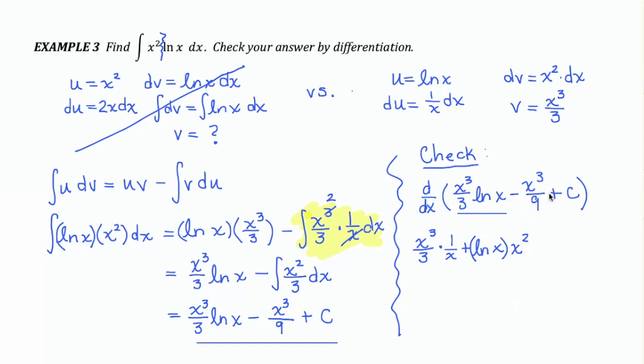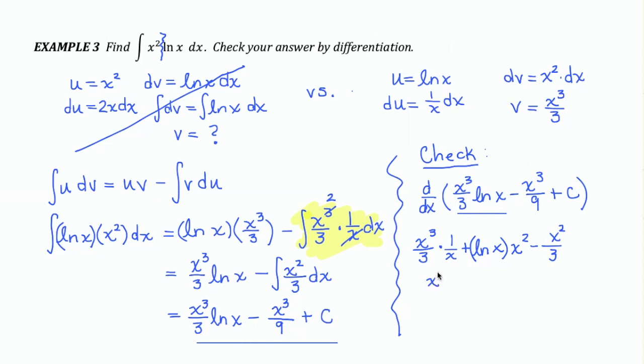Next, I take my derivative of x cubed over 9. Again, I would bring a 3 in front. So I'm going to have minus 3x squared over 9. And I can reduce between the 3 and the 9, leaving just a denominator of 3. And when you take the derivative of a constant, it disappears.